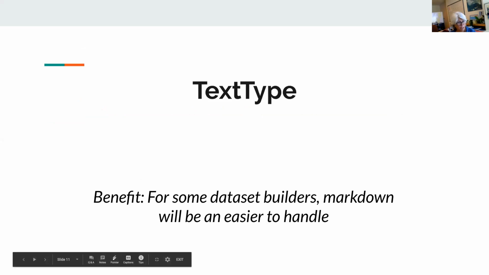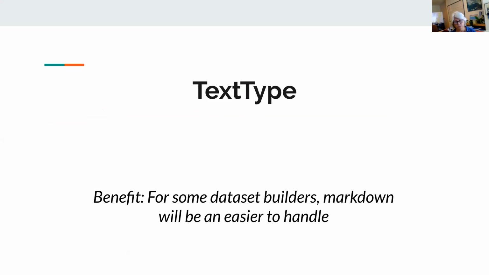So let's jump in. The changes to text type mean that you can either use... first of all, sorry, for some dataset builders, here's the overall benefit of adding this feature to text type: for some dataset builders, Markdown will be easier to handle than the XML fields were, because you can now use GitHub flavored Markdown in place of the XML features.